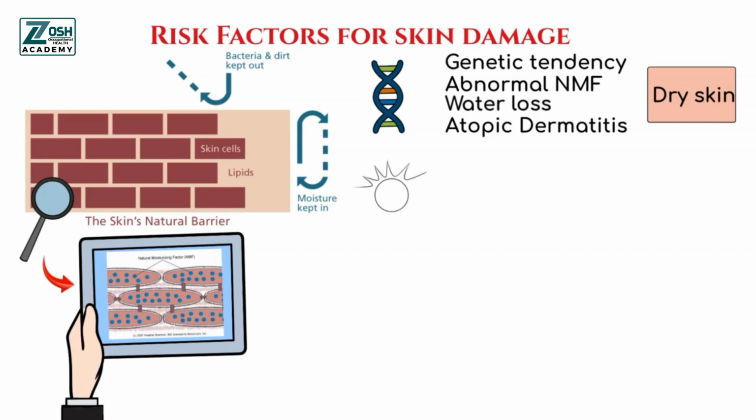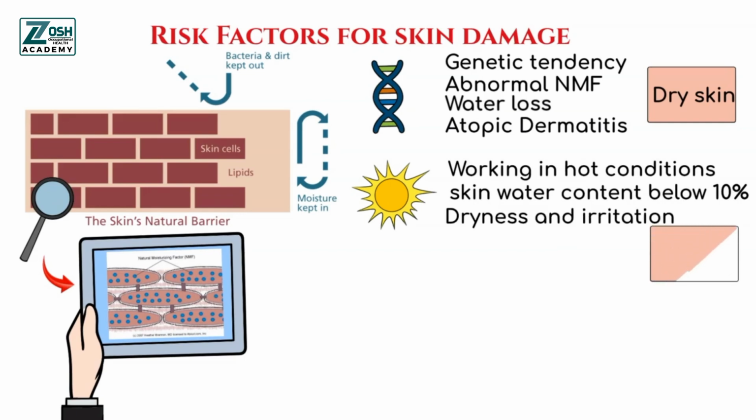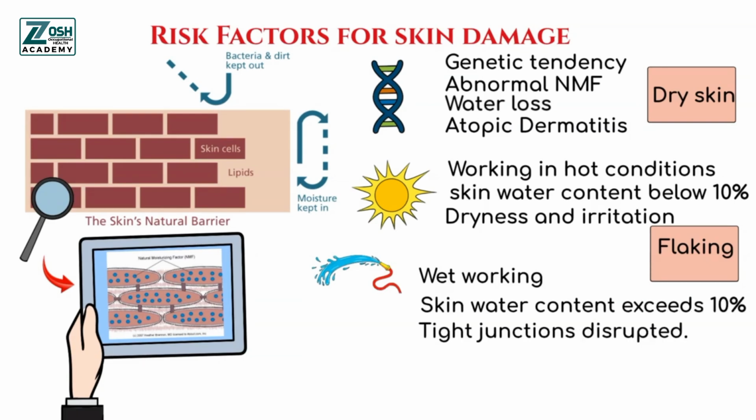Skin can also be affected by external conditions. For example, from working in hot conditions with low humidity, dehydration may occur with water content falling below 10%. The stratum corneum flexibility and cohesion is affected, and superficial flaking and irritation of the skin can occur. On the other hand, when working with moisture on skin, water content may exceed 10%, and with prolonged immersion or wet work, tight junctions between keratinized cells become disrupted and allow entry of water-soluble chemicals much more easily.